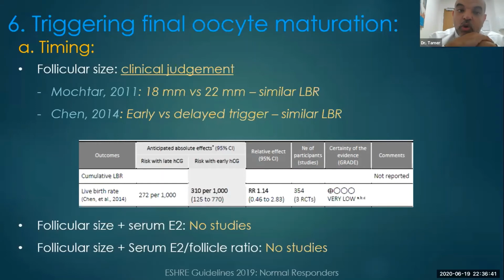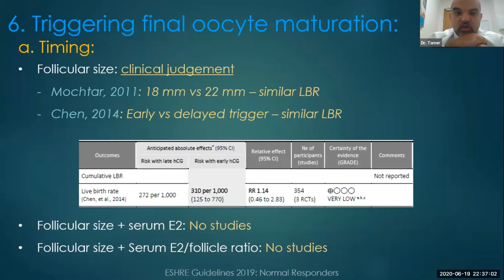So this is your call, really. But none is definitely superior to others. Some protocols just recommend delaying the trigger after the HCG criteria by 24 hours, by 48 hours. No, it doesn't improve the pregnancy rate.